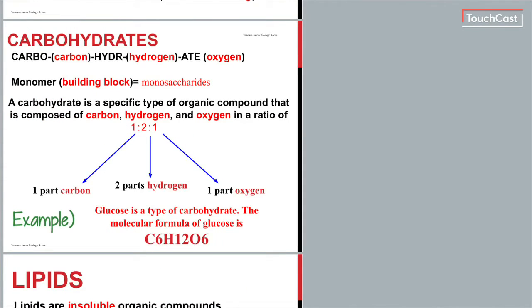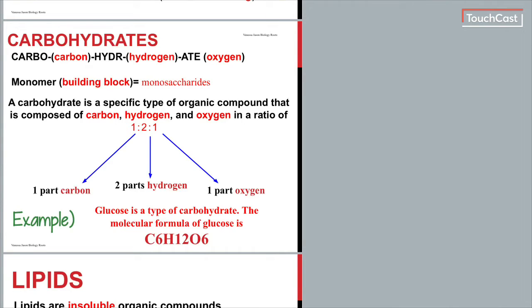Our first macromolecule is carbohydrates. Carbo, carbon, hydro, hydrogen, ate, oxygen. The monomer, or building block of a carbohydrate, is monosaccharide. So what that means is that carbohydrates, our large molecule, is made up of a bunch of monomers, or tiny molecules, called monosaccharides. The carbohydrate is a specific type of organic compound that is composed of carbon, hydrogen, and oxygen in a ratio of 1 to 2 to 1.